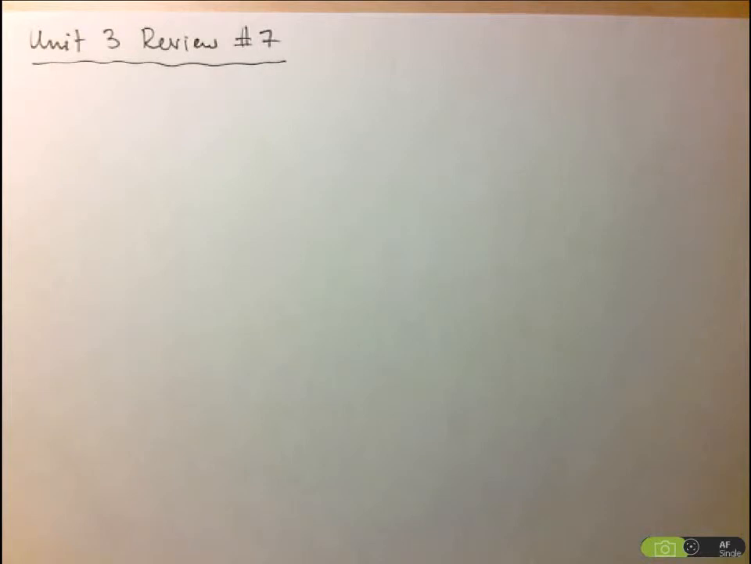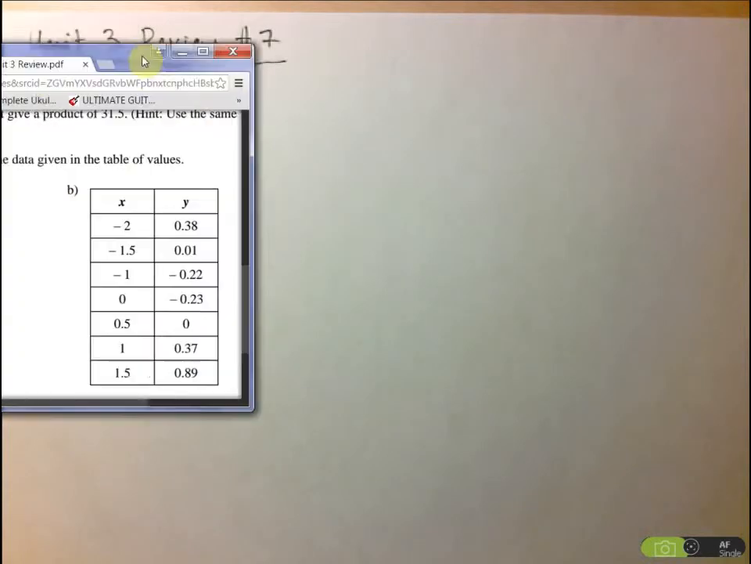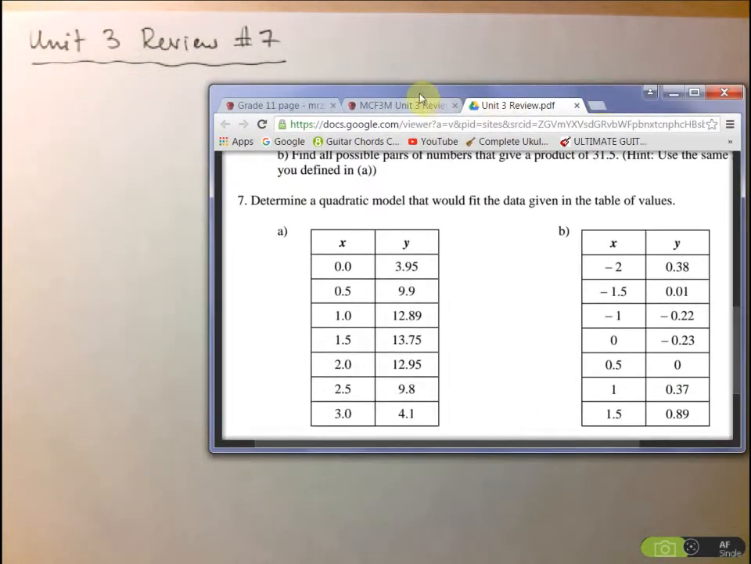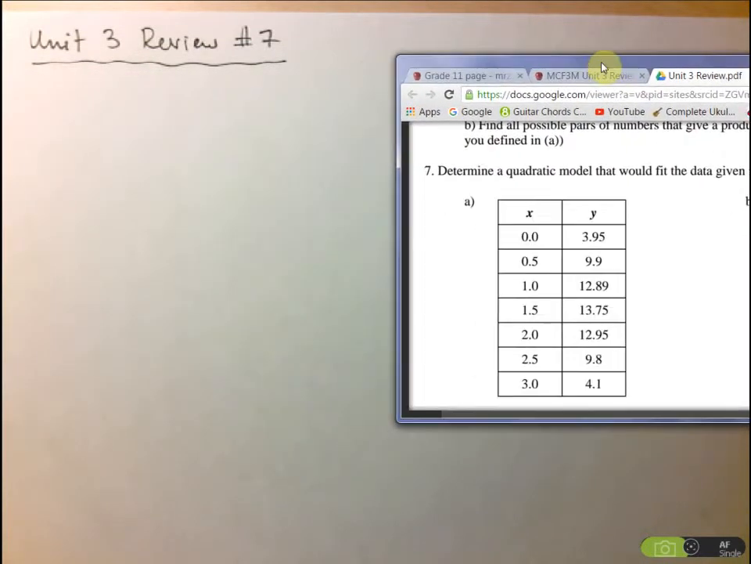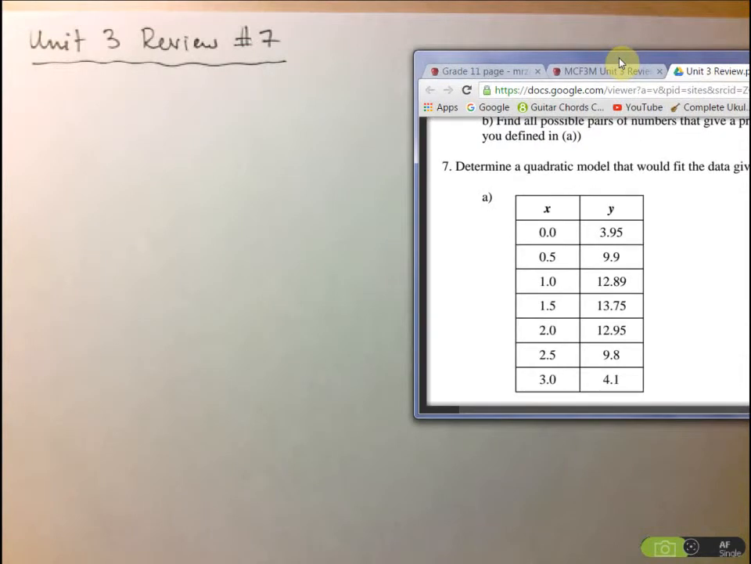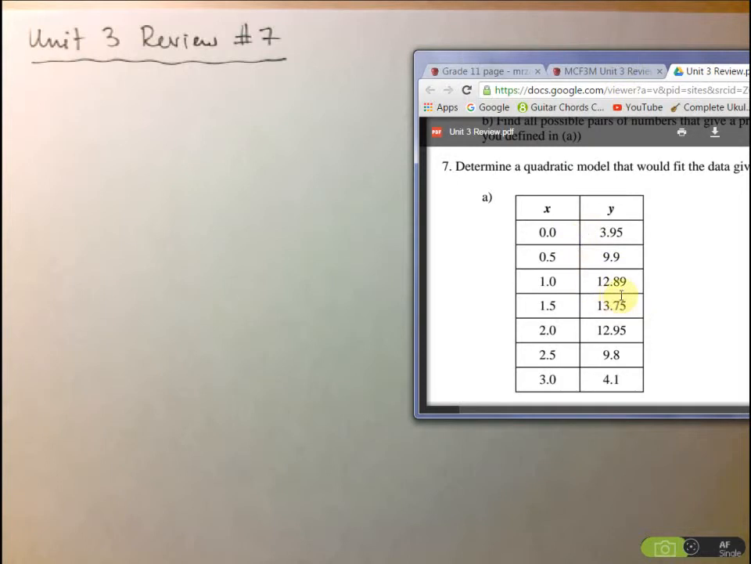Hi folks, we're going to take a look at number 7 from the Unit 3 review. These are both questions that involve finding a quadratic model or a quadratic function based on data from a table of values. There are two options that we have. We can either find a model based on the vertex form, so that would mean trying to find a good candidate for the vertex within the data, or using factored form, which would mean finding good candidates for the zeros.